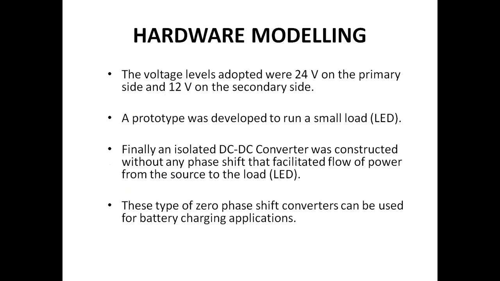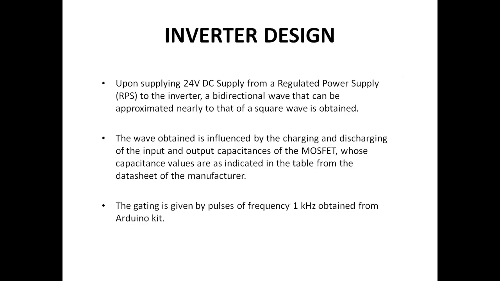This optimized transformer was implemented in a DC-DC converter as follows. The voltage levels are adapted at 24 volts on the primary side and 12 volts on the secondary side. The prototype was developed to run a small load of LED. Finally, an isolated DC-DC converter was constructed without any phase shift, since it's a prototype that facilitated the flow of power from the source to the load. These types of zero phase shift converters can be used for battery charging applications in EVs or aerospace applications.